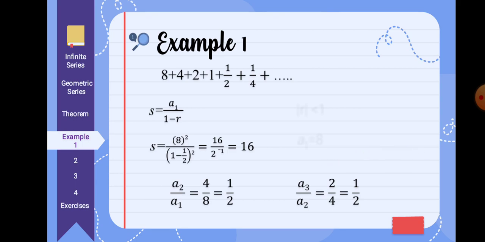I have here example number 1. 8 plus 4 plus 2 plus 1 plus 1/2 plus 1/4. What are you going to do now? First, identify the common ratio and a_1. In getting the common ratio, our formula is a_2 over a_1. So a_2 here is 4, and a_1 is 8.